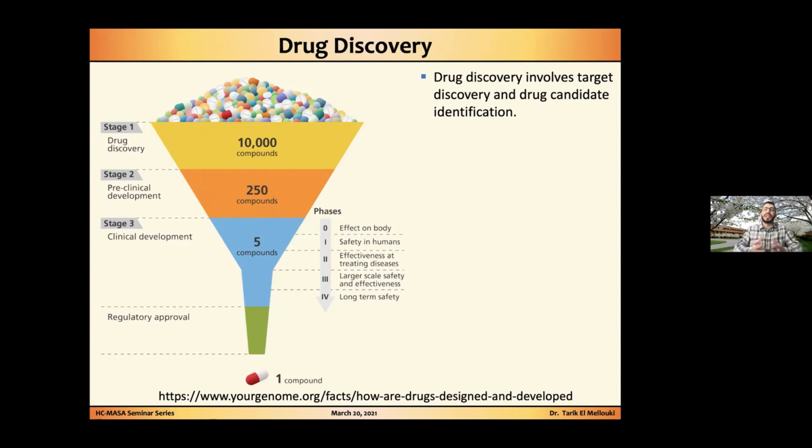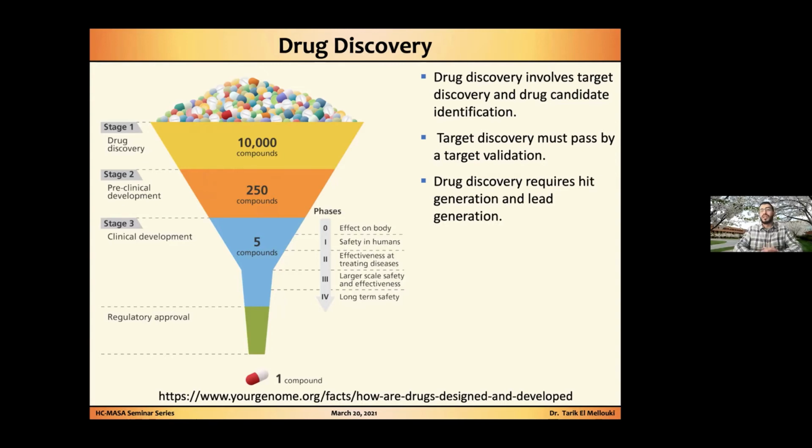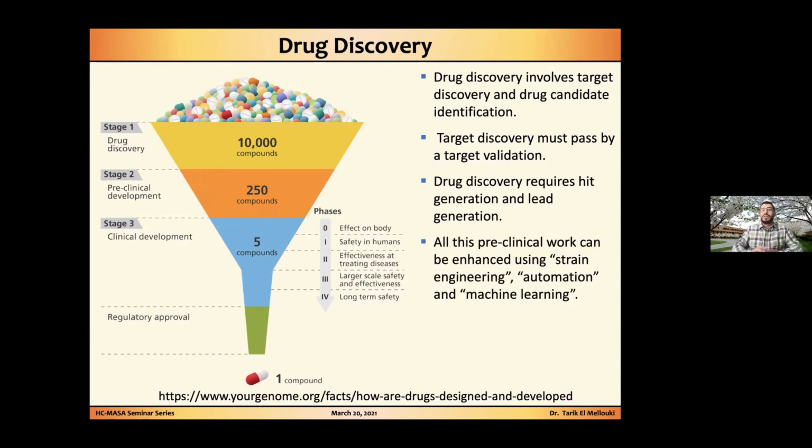And then the second stage of drug discovery is finding a drug candidate. Target discovery must pass through a step called target validation, which is also during drug discovery. And then drug discovery requires hit generation. Basically, you need a molecule that binds your target. And then out of those molecules that bind the target, you need the lead candidates that can be used later on.